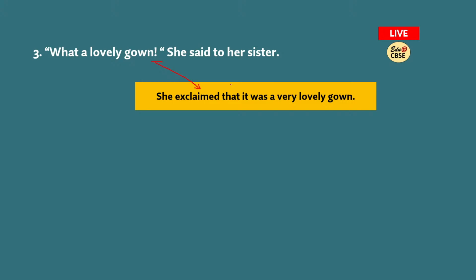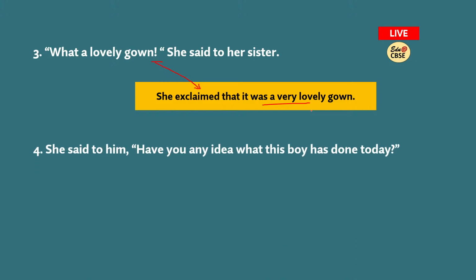So only "She exclaimed." Then when it is a sentence like this, "What a lovely gown," it is an exclamation. Exclamation here means exaggeration. So she liked the gown very much. So it is a very lovely gown. When you are changing it: she exclaimed that it was a very lovely gown. Whenever it is "What a beautiful picture," it becomes: she or he exclaimed that it was a very beautiful picture. Clear? So attach "very" there. She exclaimed that it was a very lovely gown. I hope that now this is clear.